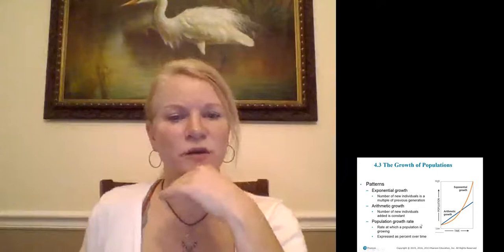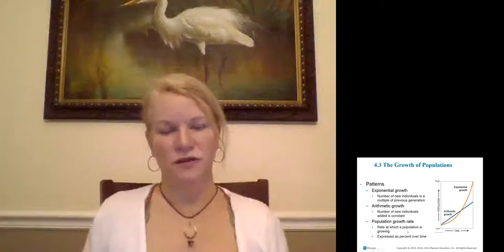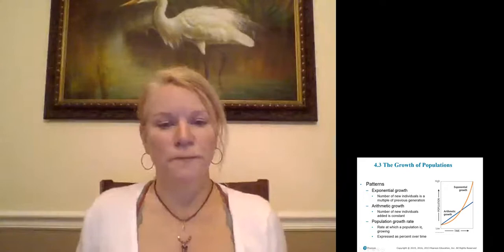Population growth rate: the rate at which a population is growing, expressed as a percent over time. So that's just what is actually happening. You have these two theories of how it could happen, and then you actually express it in this way. What's the actual growth? And there's a lot of things that can impact that.